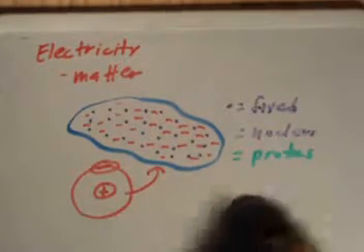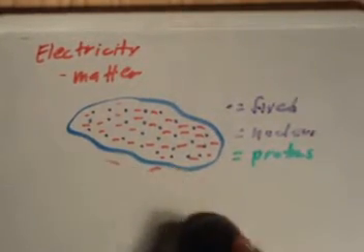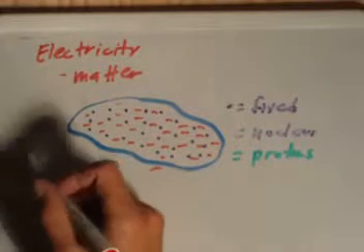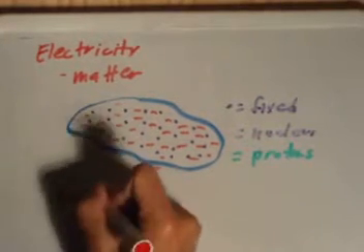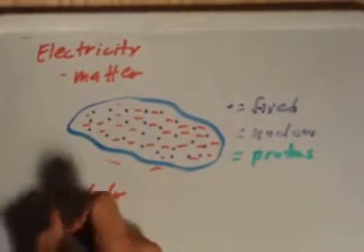Okay, now of course when we have matter like this, let me just remove the little atom right here. When we have matter like this, the matter can be an insulator or it can be a conductor.